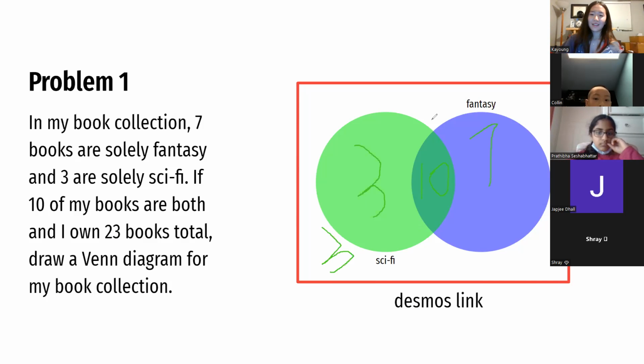So basically, we knew that 3 are just sci-fi, 10 are both, and 7 are fantasy, and the last step you had to do is there's 23 books total, but we only have 7 plus 3 plus 10, which is 20 on here. So the last 3 books are neither sci-fi nor fantasy, so they get to not be in the circles, just on the outside. Yeah, thanks, Voss. That was very nice.